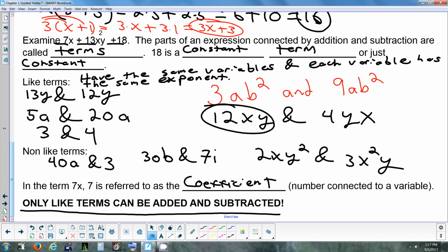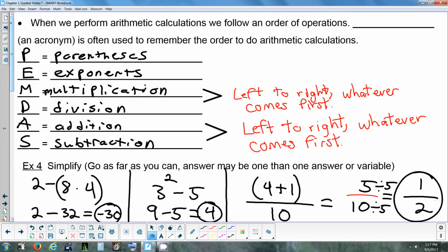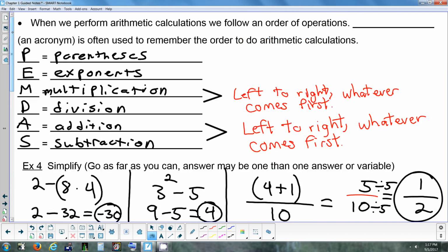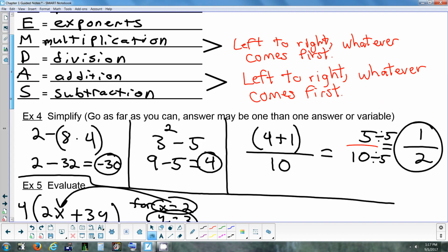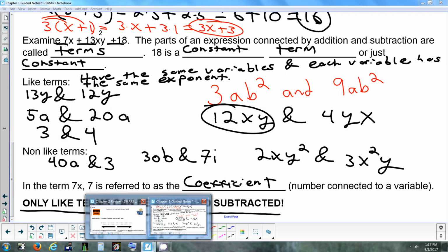Yes? What was the line at the way top? Parentheses? Oh, it should say PEMDAS on the top right, Mr. Hager. Oh yeah, it's PEMDAS, thank you. I think we skipped that one, we just jumped right to what it meant. Yep, thank you, PEMDAS. Any other questions on that?